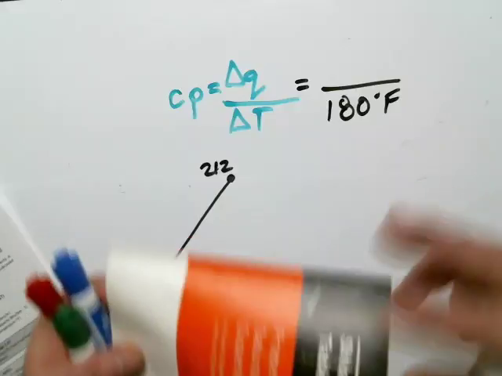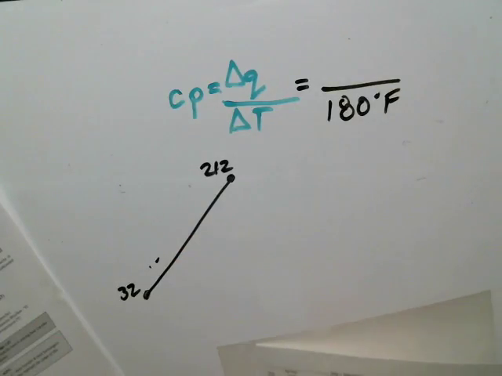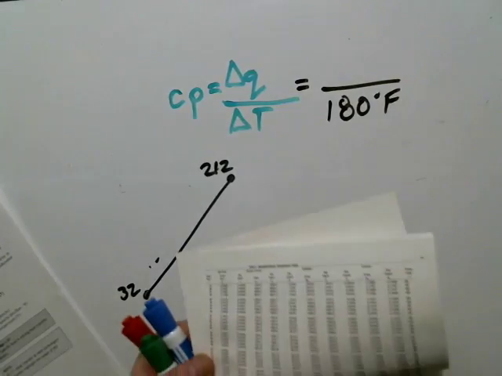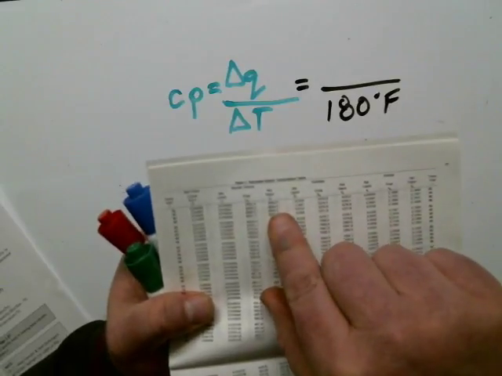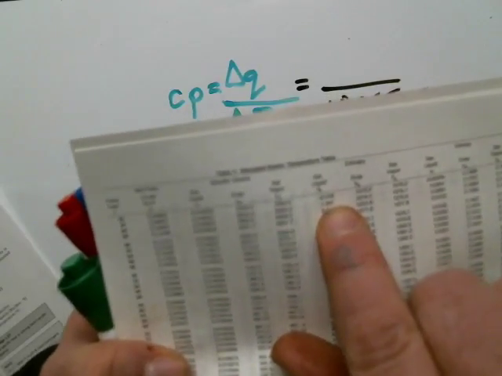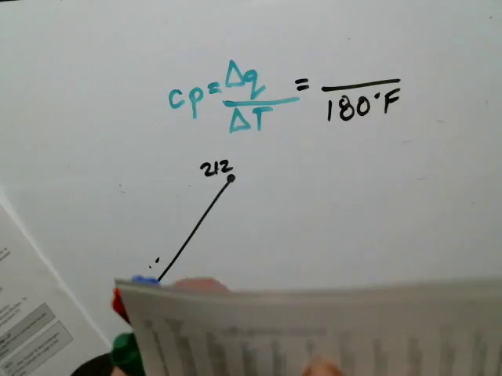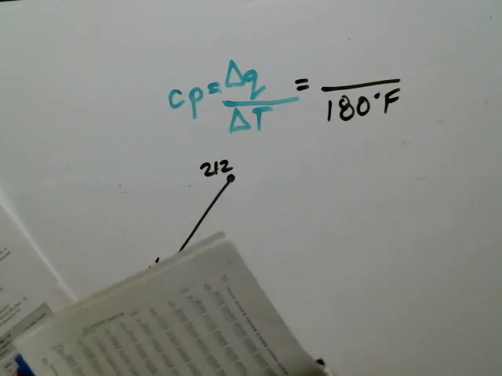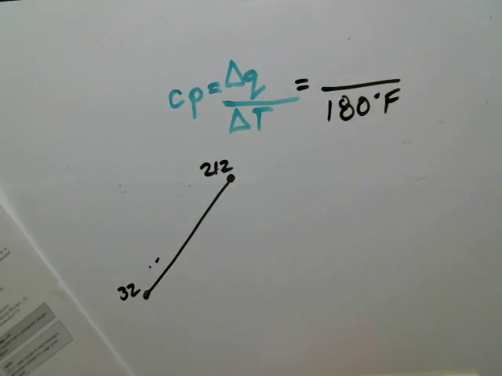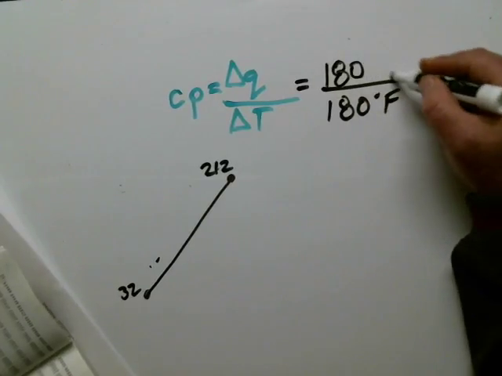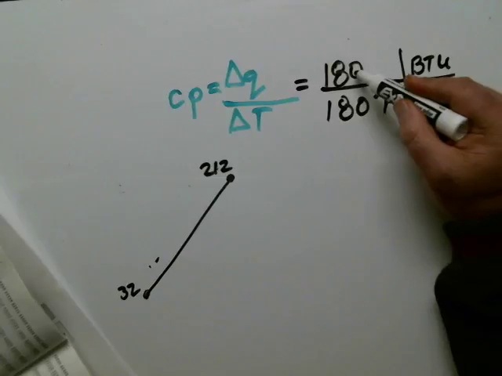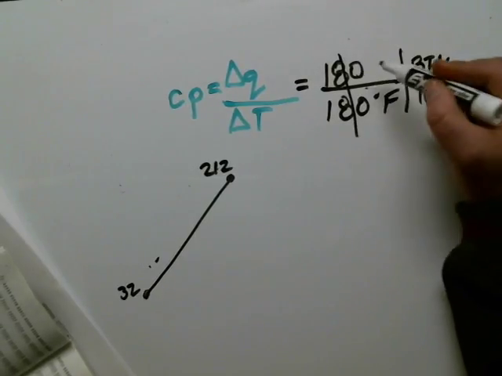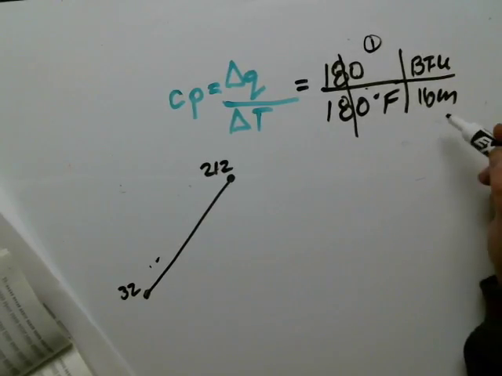Now, if I want to look at the change in enthalpy, we're going to go back to this book, and I'm going to look at the enthalpy at 32 degrees and the enthalpy at 212 degrees. At 32 degrees, the enthalpy is, and I'm going to go to H sub F, right there, and you'll see 32 degrees. Well, I'll just tell you, it's about 0.01. And then if we go to 212 degrees, we'll see that it is 180. And the unit for it is BTUs per pound mass. That was the enthalpy. So C sub P is 180 BTUs per pound mass divided by 180 degrees Fahrenheit, which is equal to 1. C sub P equals 1 BTU per pound mass degree Fahrenheit.